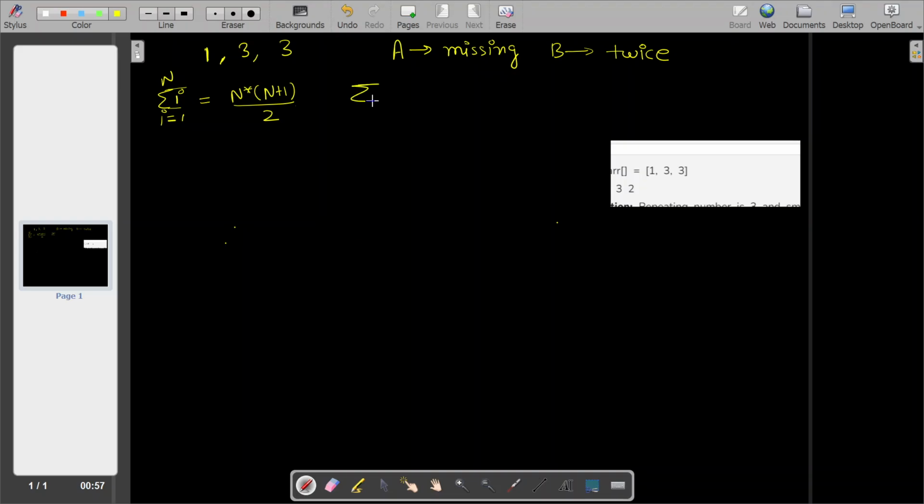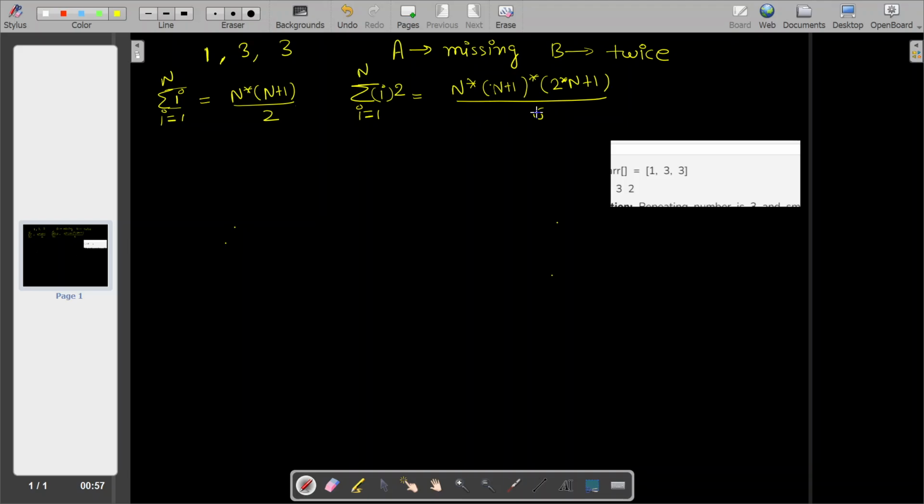And what is the summation of i square for i equal to 1 to n? This is maybe something you don't know. It is n times n plus 1 times 2n plus 1, divided by 6. Okay, this is the formula. I'm not going to explain why this comes.